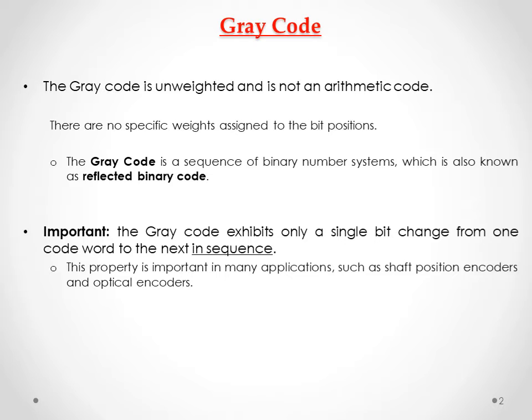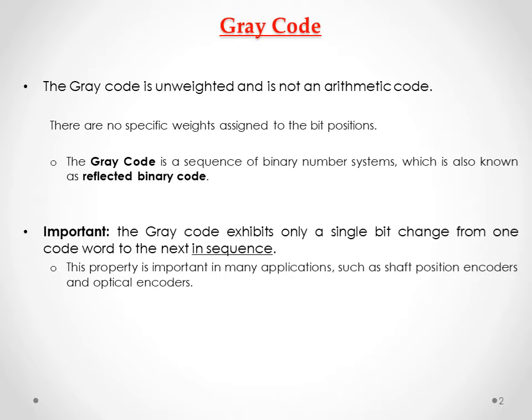Gray code is an unweighted code and it is not an arithmetic code. That means for addition and subtraction we are not using it. Gray code is a sequence of the binary number system, which is also known as reflected binary code. The main important property of gray code is that it exhibits only a single bit change from one code word to the next in the sequence.